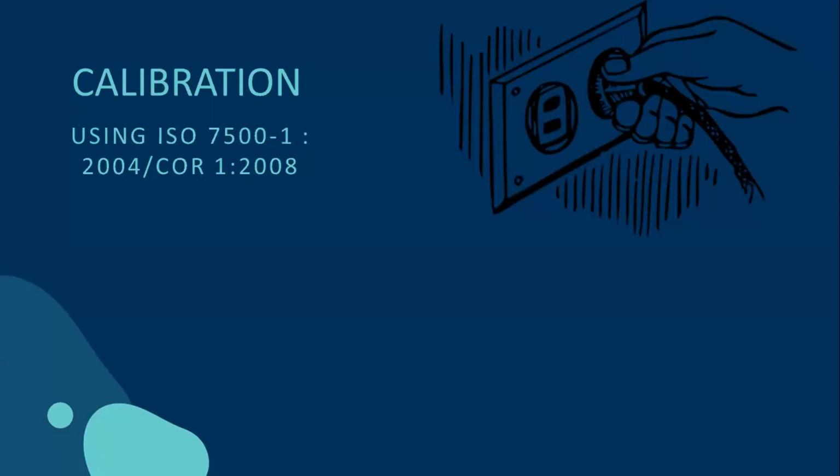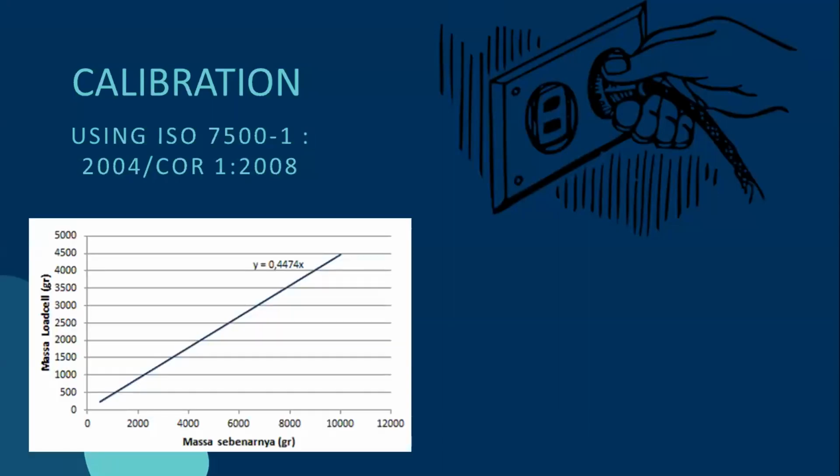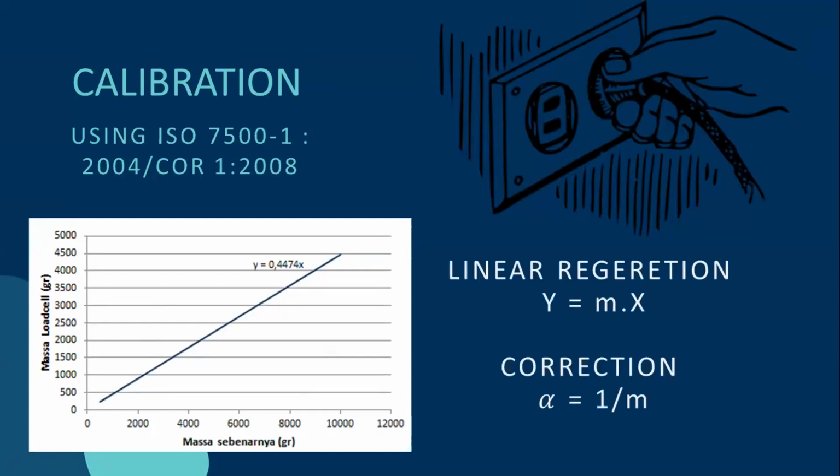In calibration, we are using the ISO 7500-1 standard, and we take 5 measurements over 20 points, and the calibration load used has OIML F1 and M1 class. From the measurement result, the plotting is carried out as shown in the following figure. From the graph, linear regression is performed, and the error from the sensor reading is obtained from the comparison between the actual mass and the measured mass, which is 1 over the gradient.